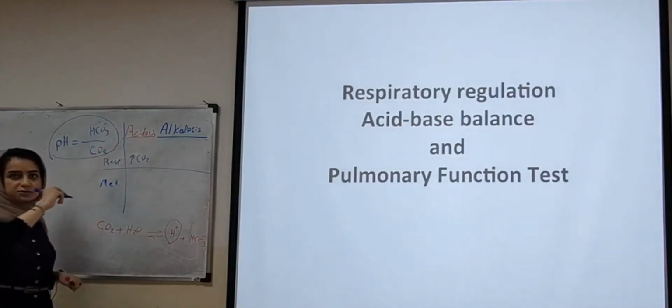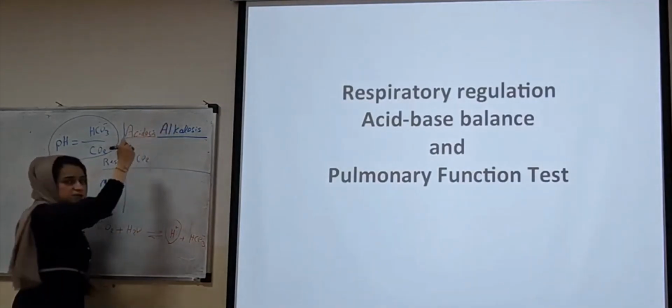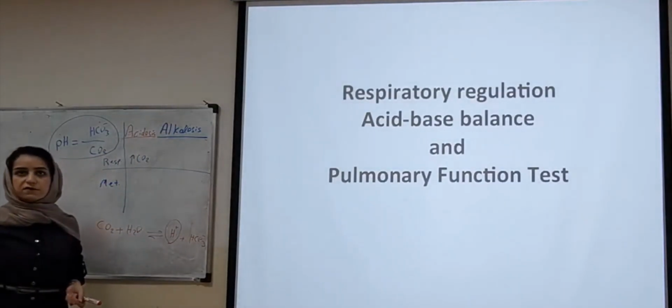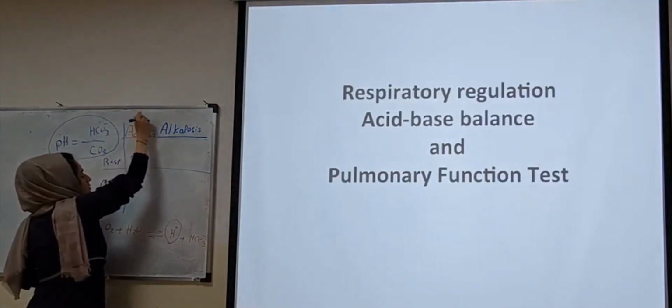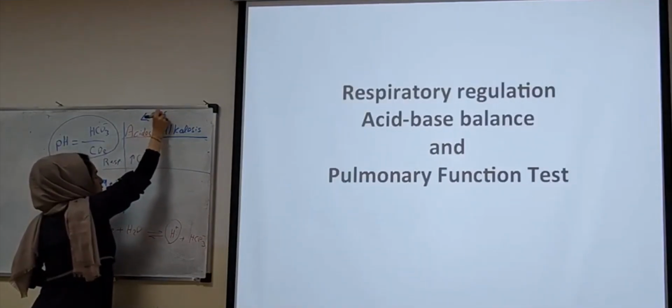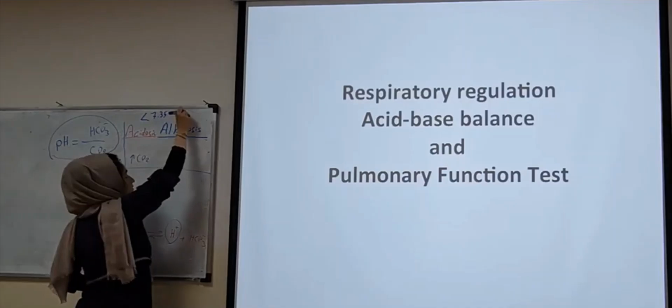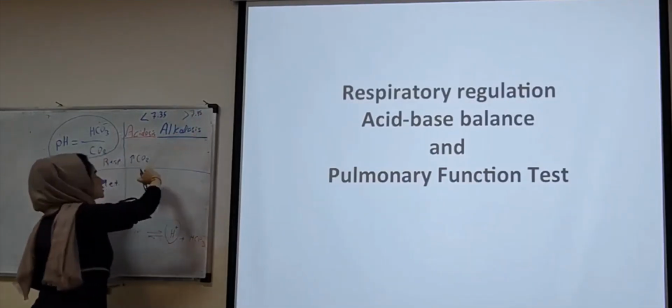You know the normal pH range is 7.35 to 7.45. If the pH is less than 7.35, this is acidosis.